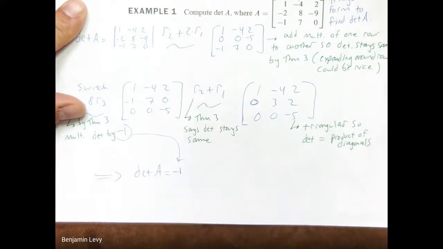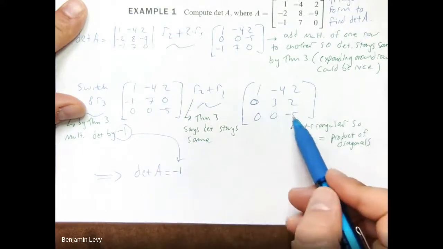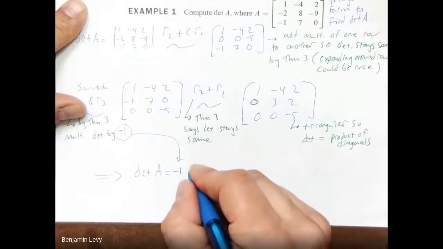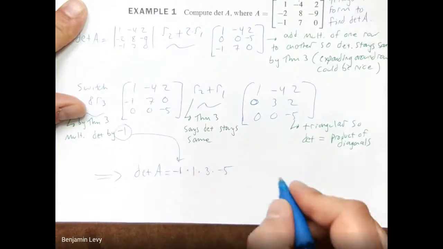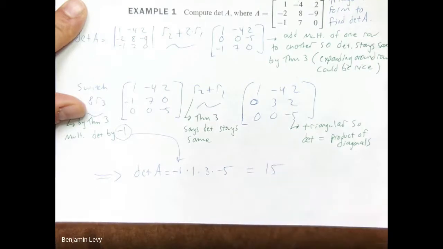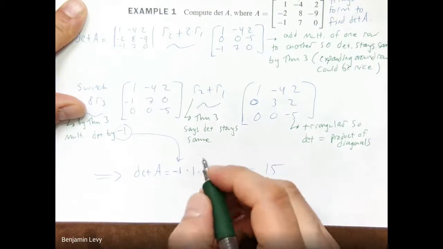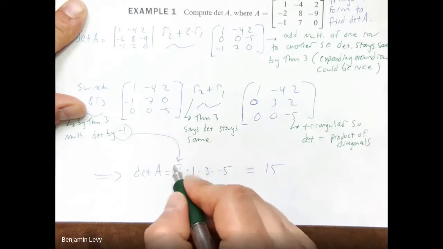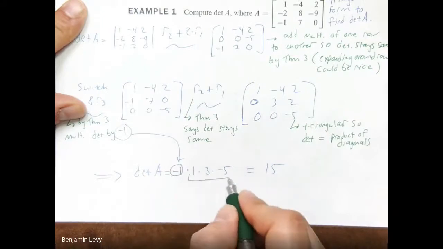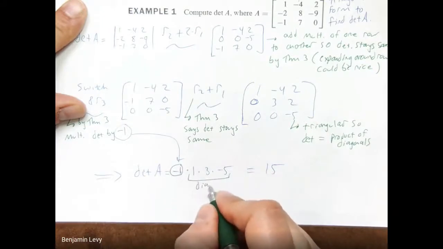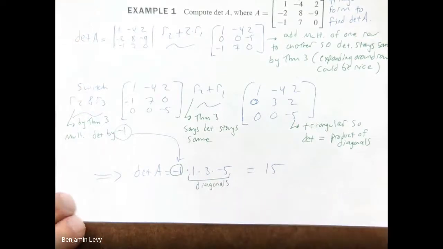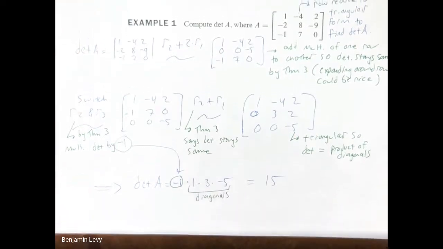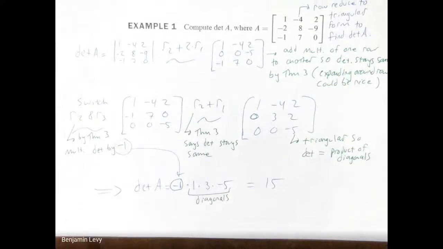We're going to multiply by -1, and then we're also going to multiply the diagonals together. So it'll be -1 times 1 times 3 times -5. So we get positive 15 as our determinant. So that -1 became this -1, and then these 3 entries are just multiplying the diagonals. And so the only penalty we got from doing that row operation was we needed to multiply by -1 because we switched 2 rows.